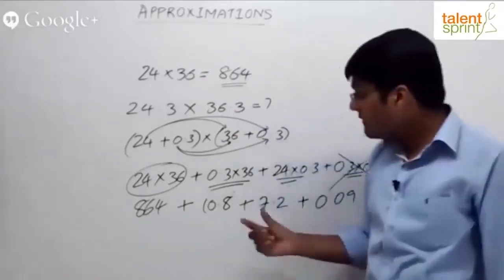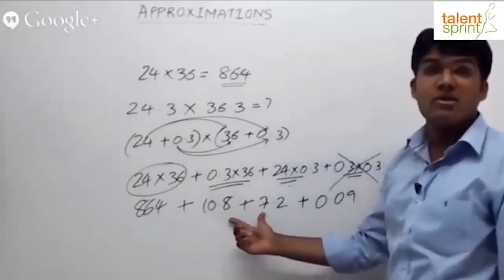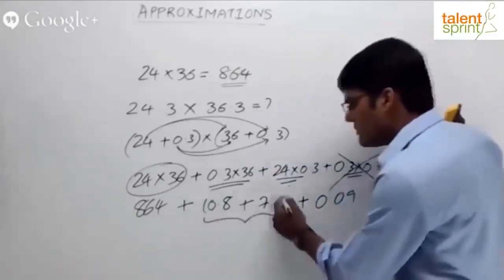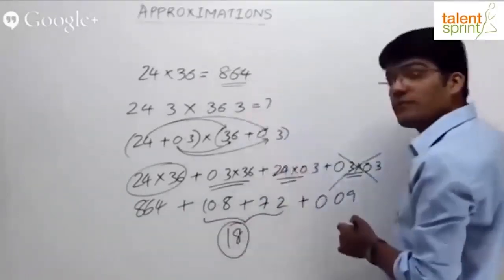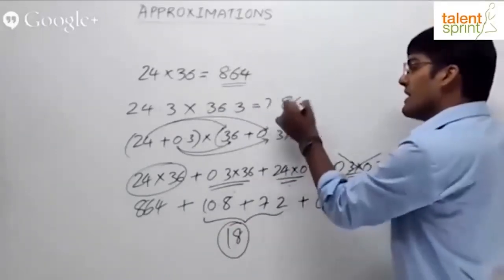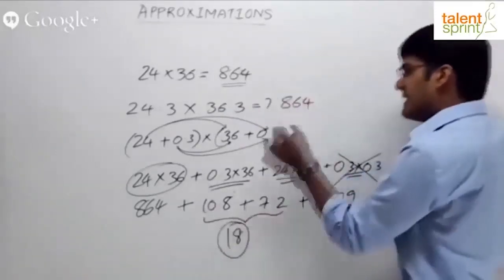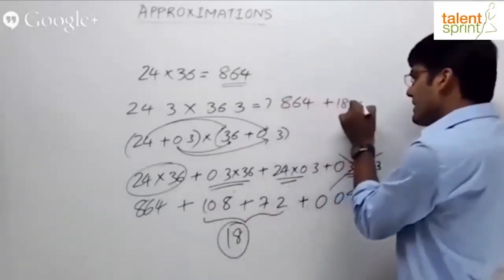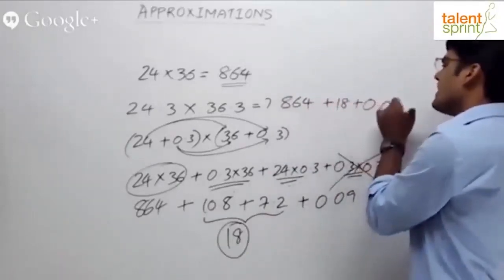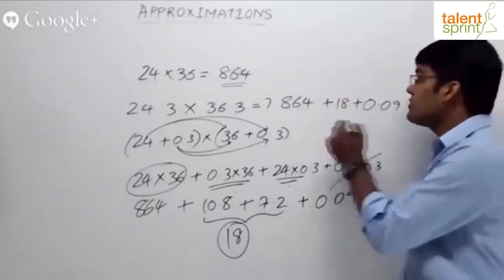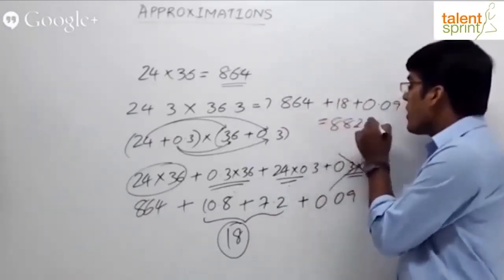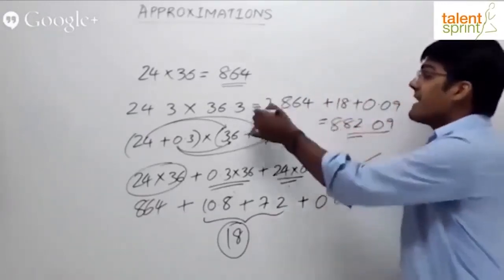The difference here will be how much? It is around 18. Yes or no? 10.8 plus 7.2 is 18. That means the actual answer for 24.3 into 36.3 should be 864 plus 18 plus this part 0.09. What is 864 plus 18? 882. 882 plus 0.09, 882.09. That's the exact value.